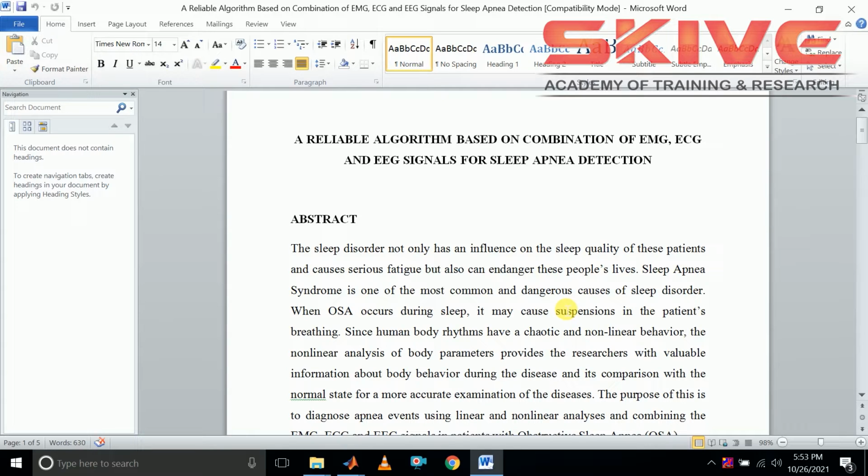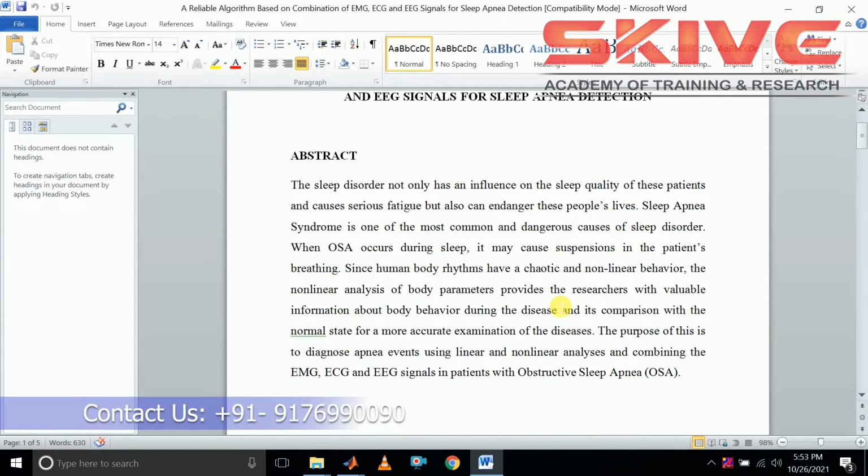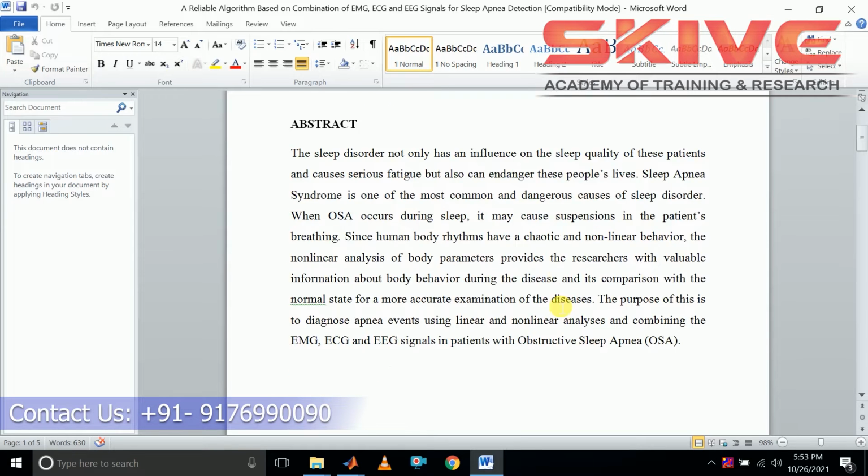The sleep apnea syndrome is one of the most dangerous sleep disorders. It decreases the patient's breathing level during their sleep. Early detection of this syndrome will make it easy for the doctors to treat the patients and cure them. So we are going to propose the diagnosis of apnea disease using the nonlinear method and linear method too, with EMG, ECG and EEG signals.